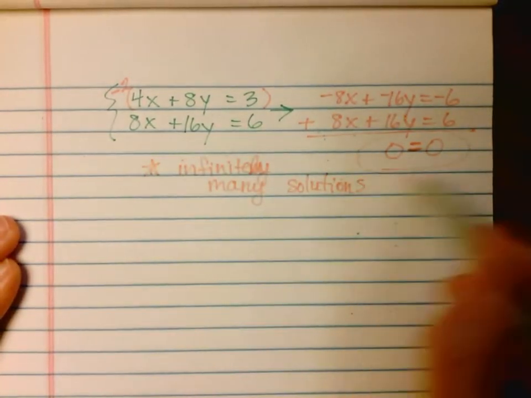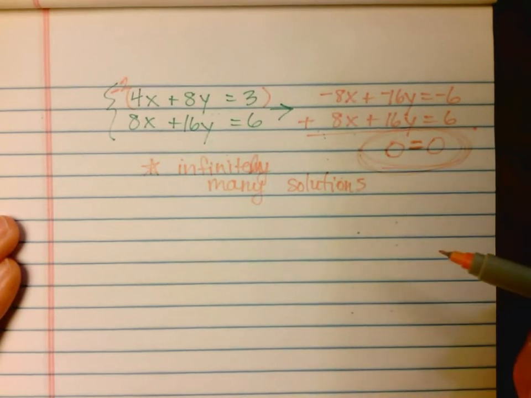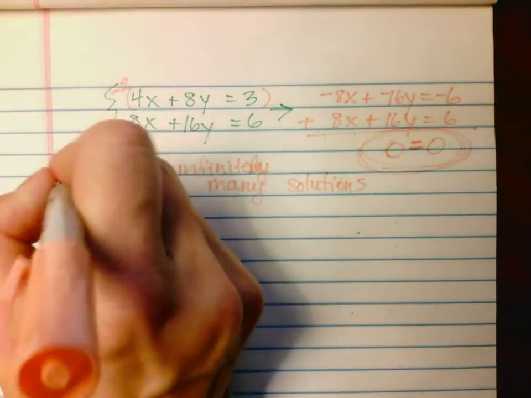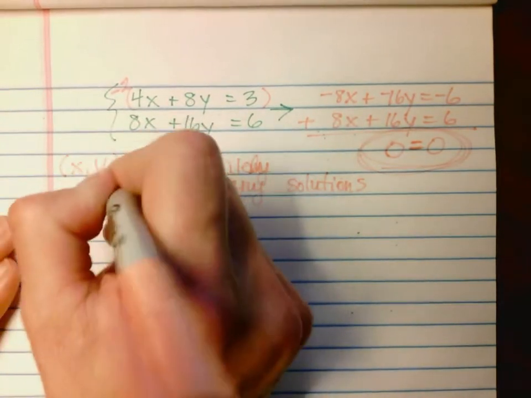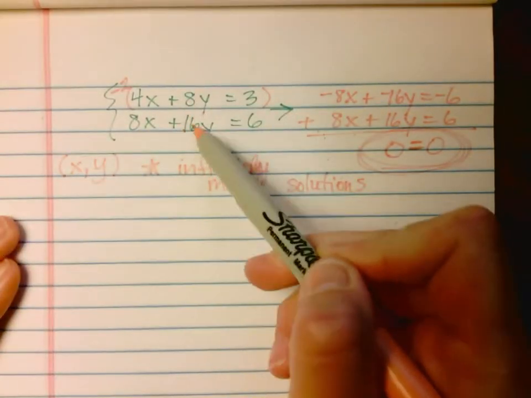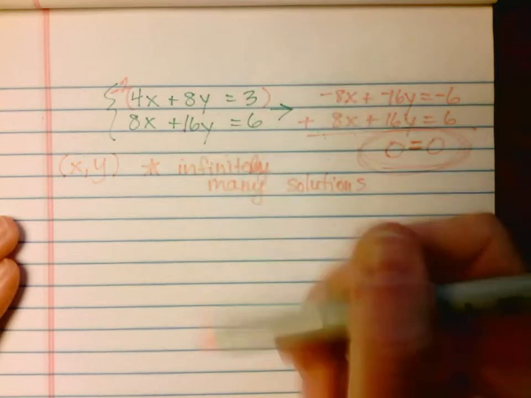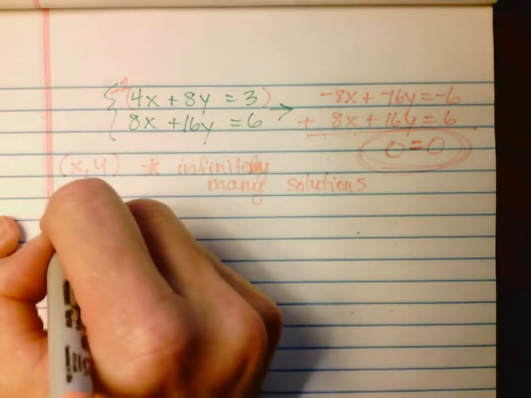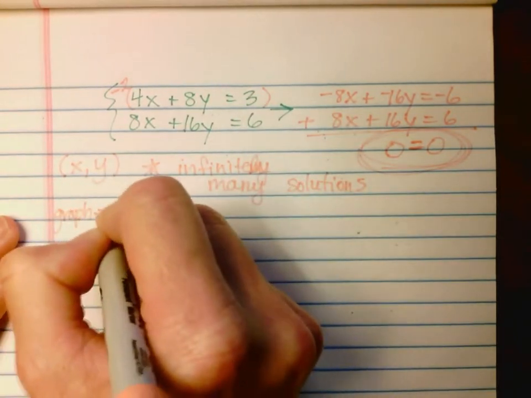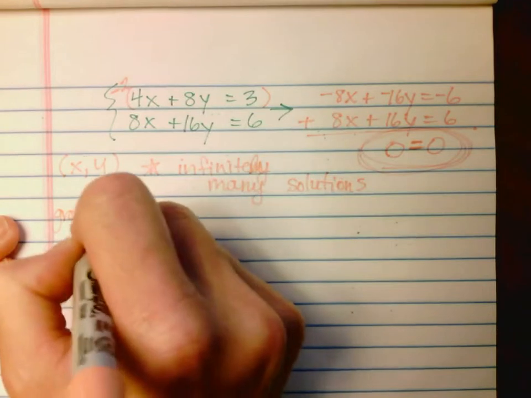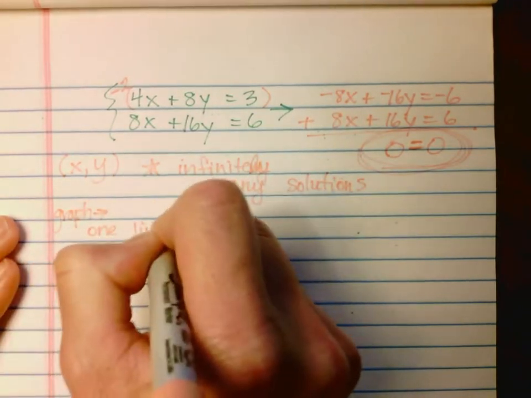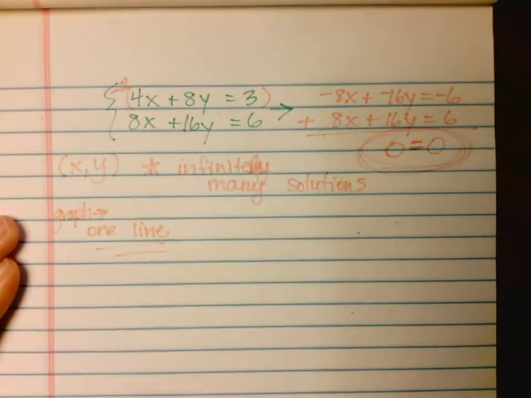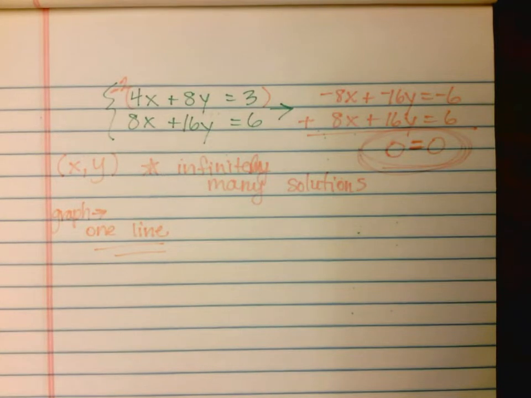What this true statement means is that there are an infinite number of ordered pairs of x and y that will make both of these equations true. And if we graphed this system, the graph would show us that these two equations are one line. Here, let's do another example.